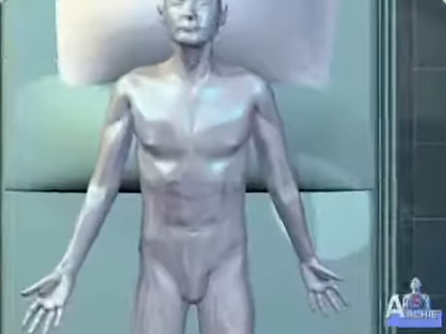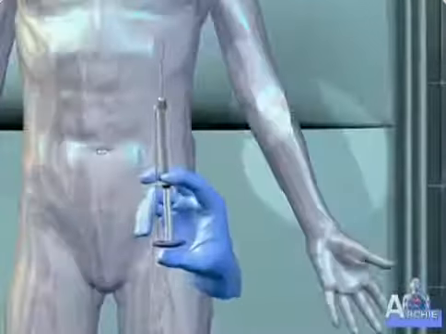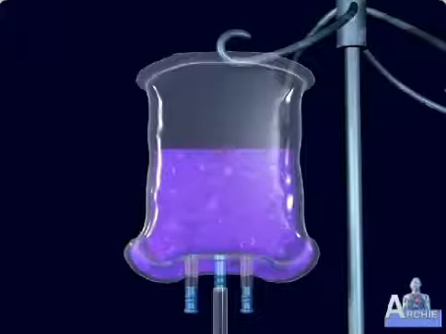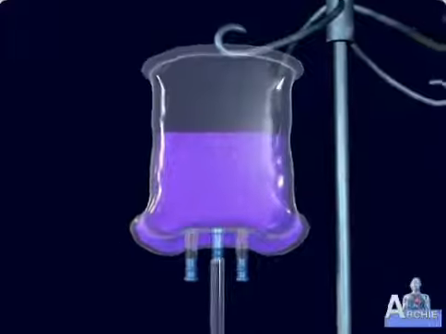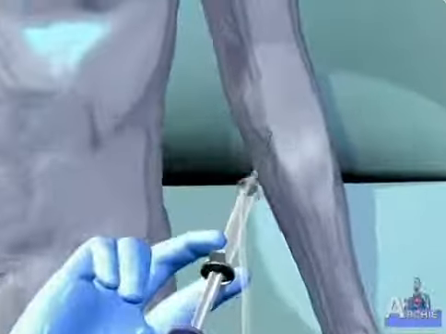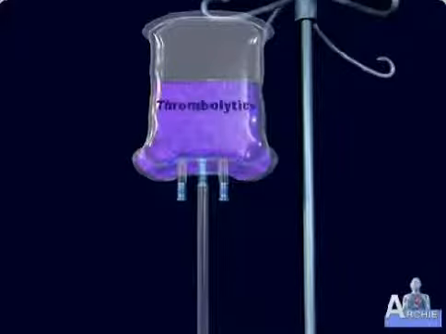The most aggressive medical treatment for a myocardial infarction is a thrombolytic drug. The medication is given intravenously and as promptly as possible in order to limit the extent of myocardial damage.